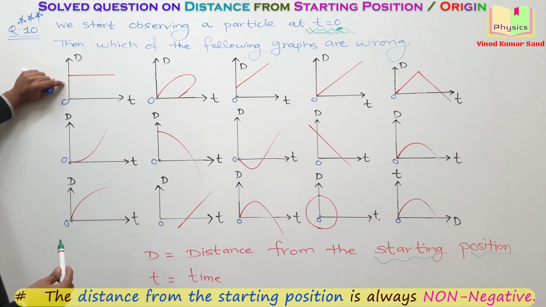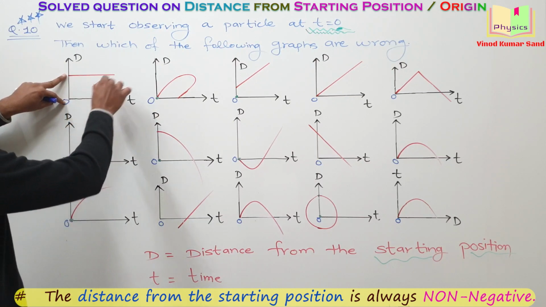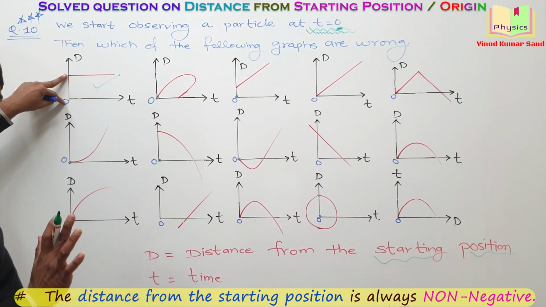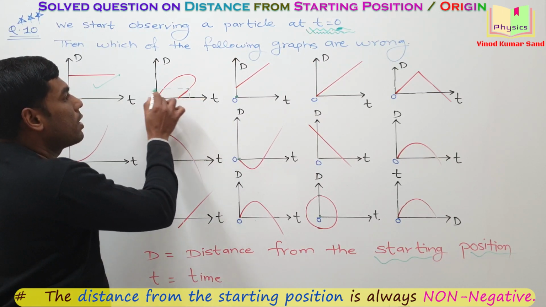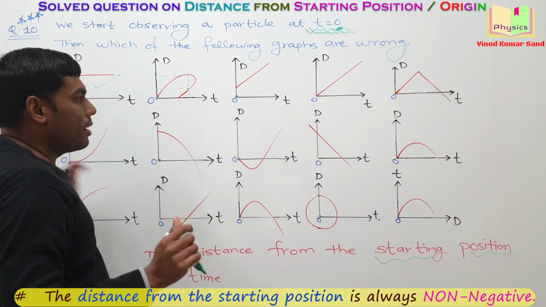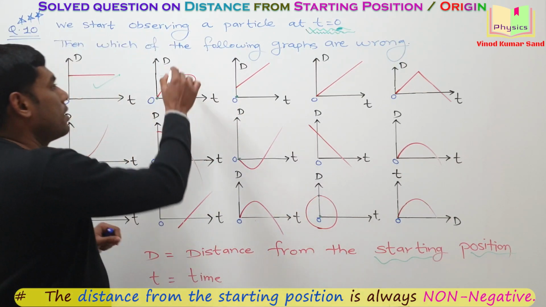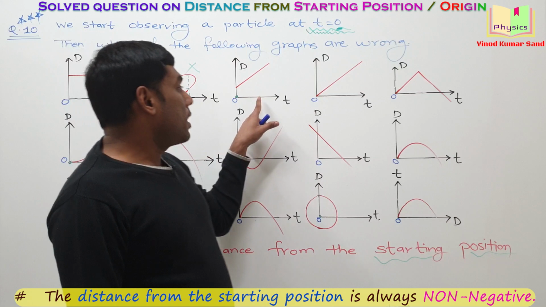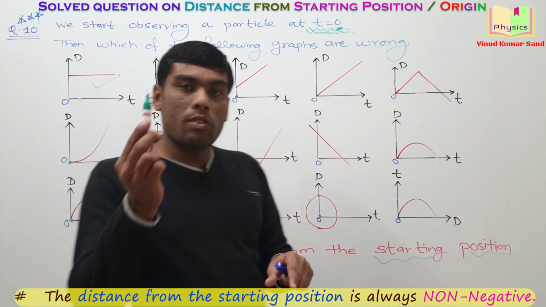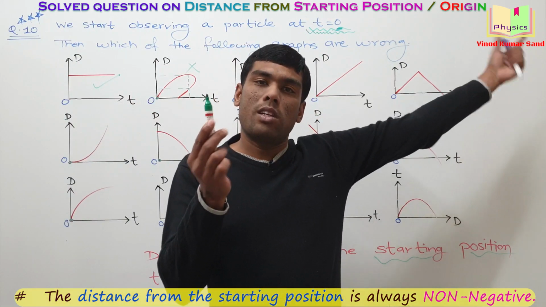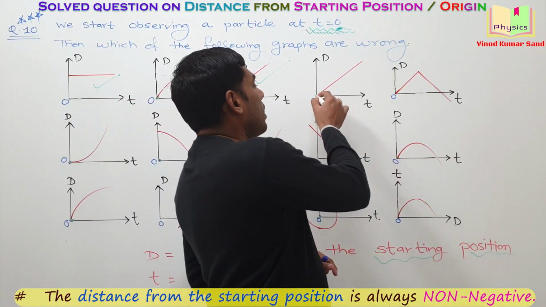First, the distance from the starting position is positive and that is allowed. So this is a correct graph. Now look at this one. At a given moment of time, can the particle be at two different distances from the starting position? That's not feasible. This graph is wrong. Next graph. The distance from the starting position is continuously increasing. The particle might be moving continuously away, so the distance will keep on increasing. This graph is correct.